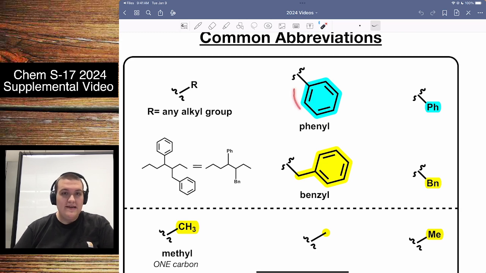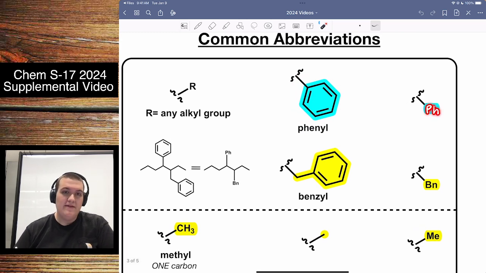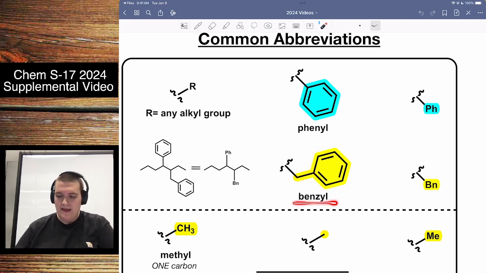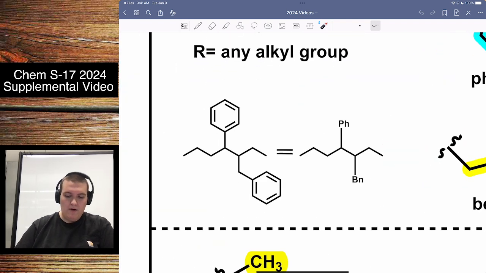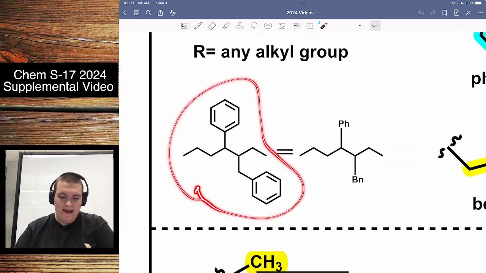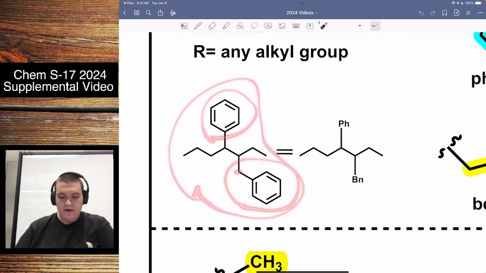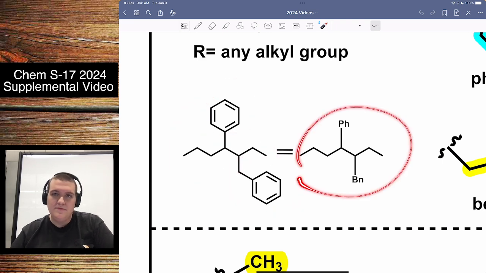So this is also tedious to write, so we have an abbreviation. We can just write PH to abbreviate the phenyl. Similarly, if we have a benzene ring and one extra carbon, this is given a special name called a benzyl group, and we can abbreviate it with BN. So here's an example of a molecule that has a phenyl over here, and then a benzyl because it has this extra CH2 over here. And another way that we could write it is with the PH and BN abbreviations.